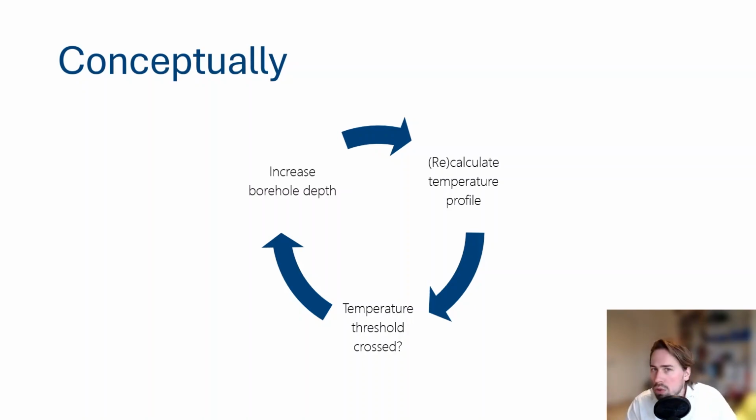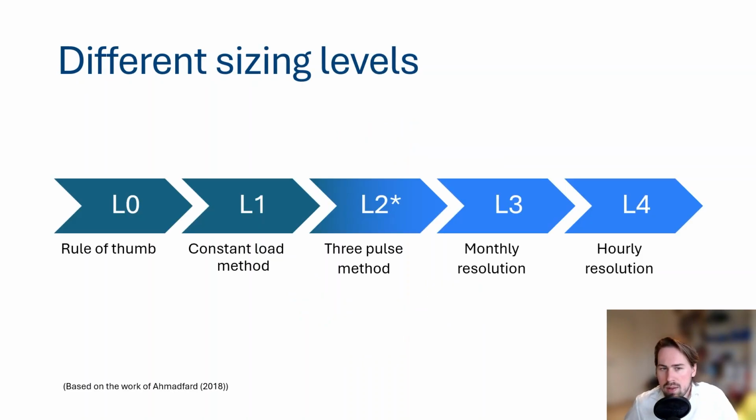This is how you can do this conceptually, but of course there are different ways or different accuracies on how you can do this. In literature, based on the work of Ahmad Vacht in 2018, there are 5 different levels of accuracies, ranging from an L0 method, a rule of thumb, to an L4 method with an hourly resolution. In this video, we're going to talk about all those different methods, their advantages and shortcomings, and we will spend most of our time on the L3 and L4 methods, which are implemented in GHEtool and which you can use in your own projects.